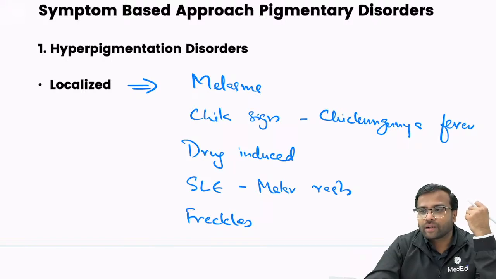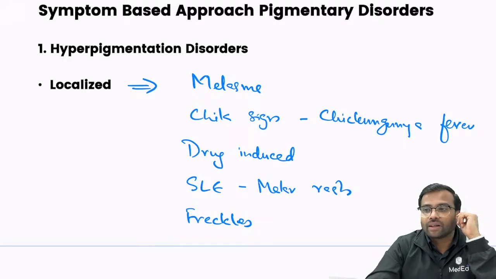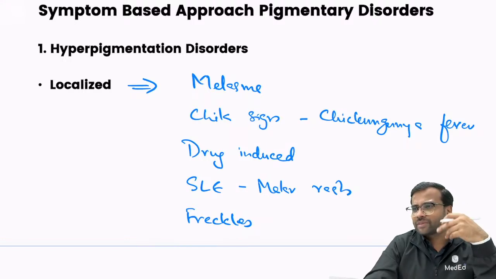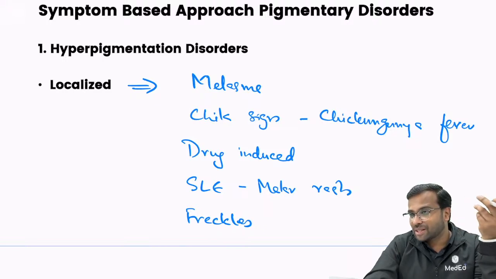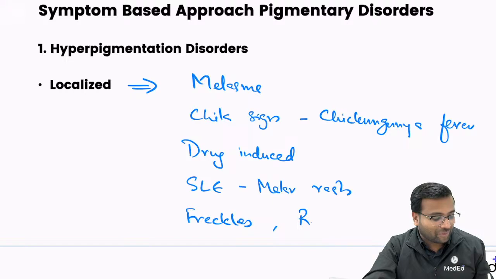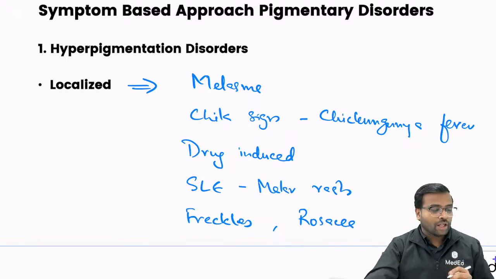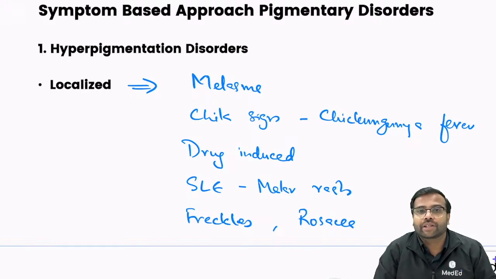एरिथीमेटोटेलेंजिएक्टैक्टिक टाइप, रेड कलर फेस, रेड फेस लेके कोई पेशेंट आ सकता है. Red color. Any idea? Just give it a try, because I'm getting all good answers today in the chat box. So that's amazing. So let's see. Excellent. So that can be rosacea. Very good. चलो ये सब हो गया localized hyperpigmentation, है ना?